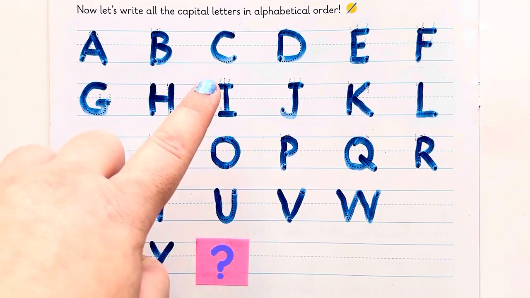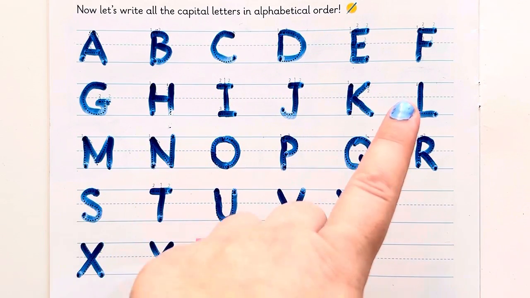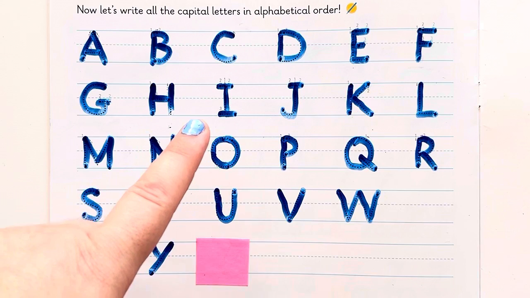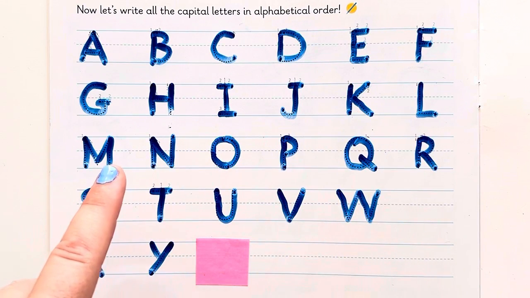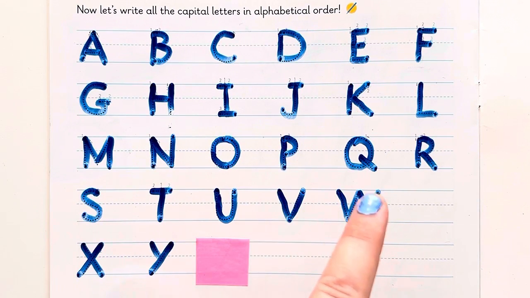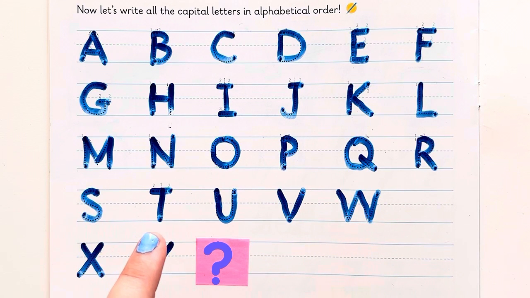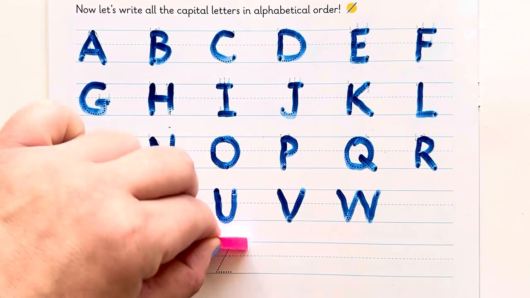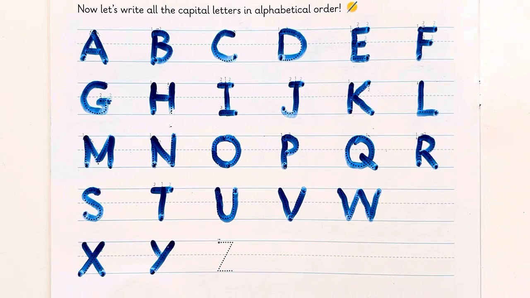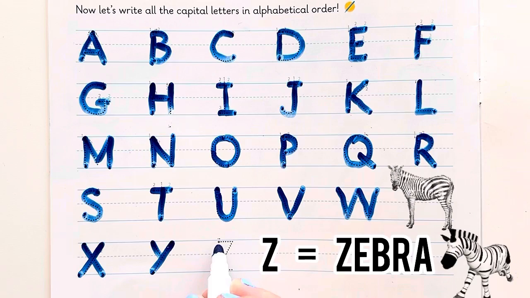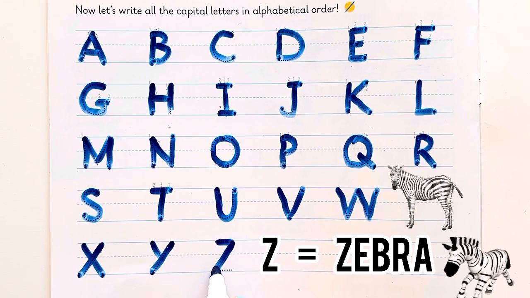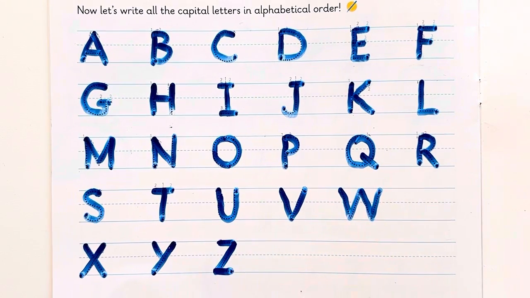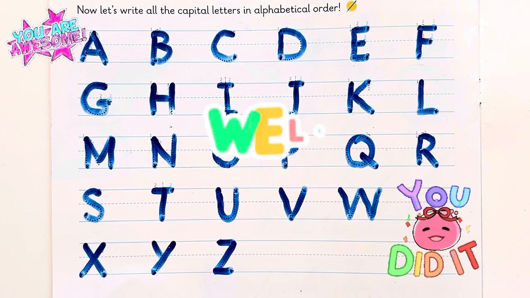A, B, C, D, E, F, G, H, I, J, K, L, M, N, O, P, Q, R, S, T, U, V, W, X, Y, and Z. Well done. The last letter is the letter Z for zebra. A straight line at the top, and then a diagonal line at the bottom, and then straight across the bottom. Well done. You did it.